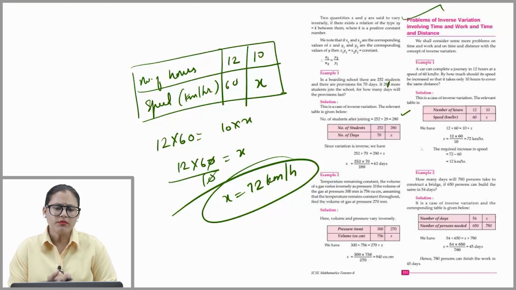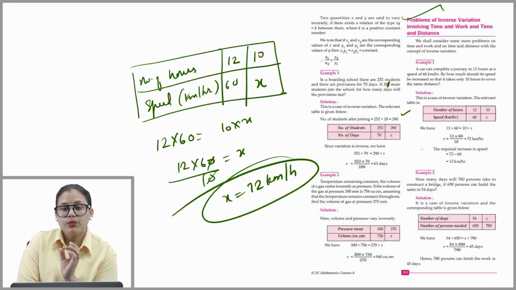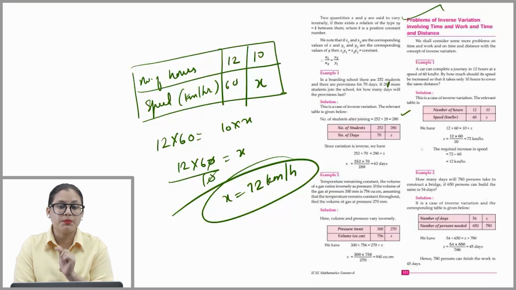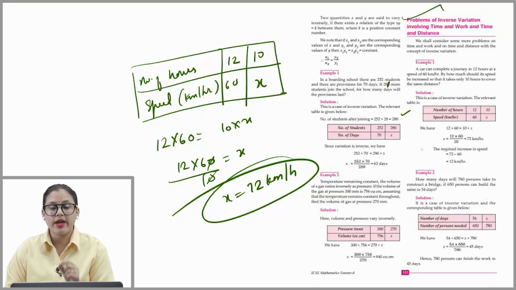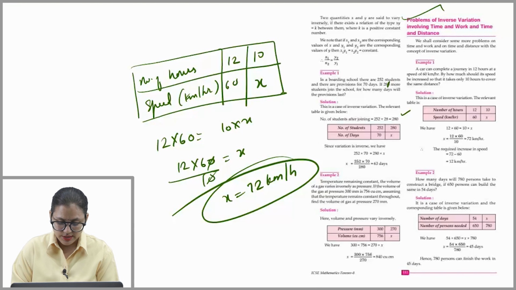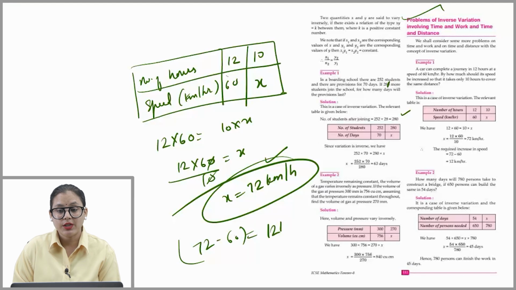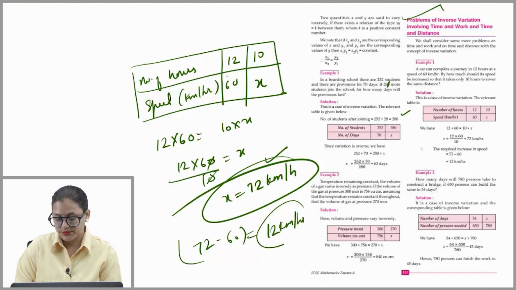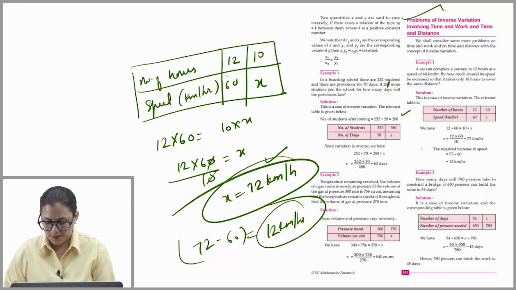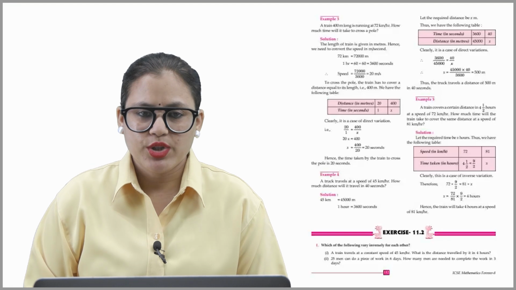But we have to find how much its speed should be increased. Meaning, the required increase in speed is what? 72 minus 60, which is equal to 12 kilometer per hour. Right? Let's do exercise 11.2.